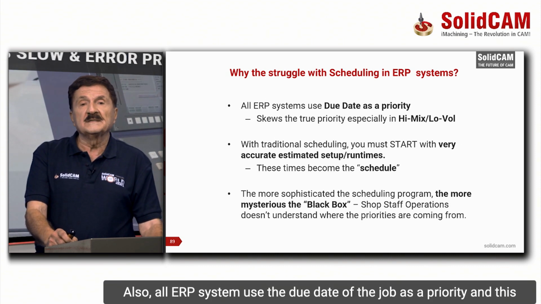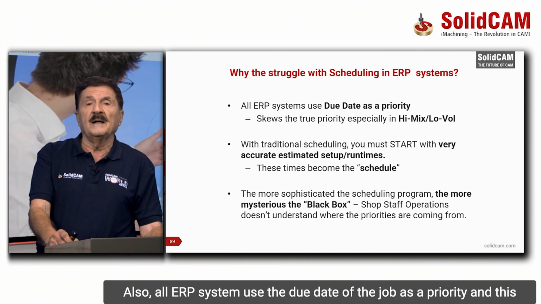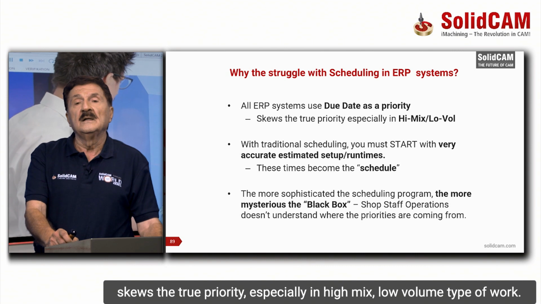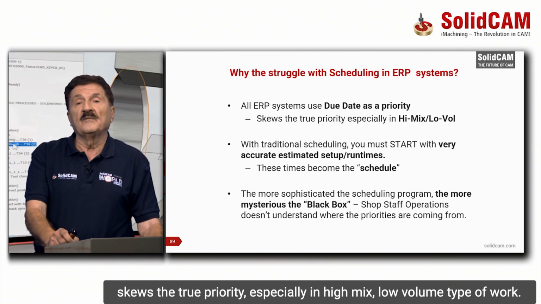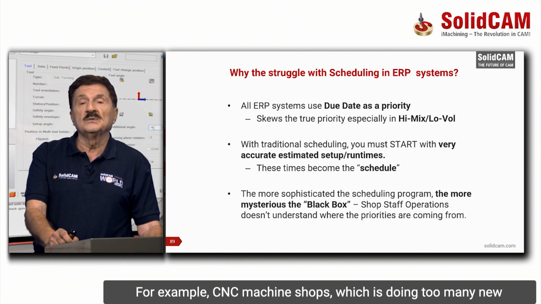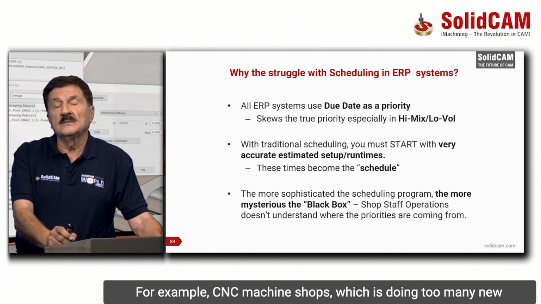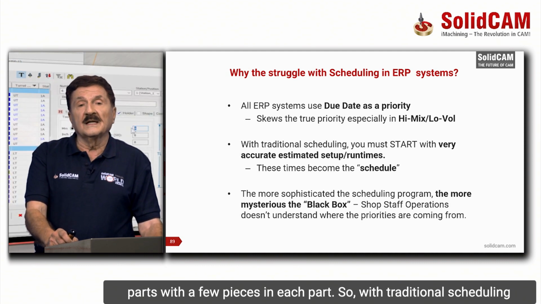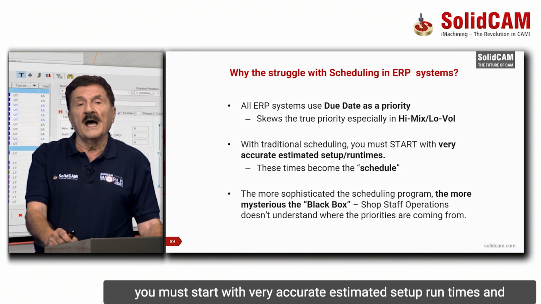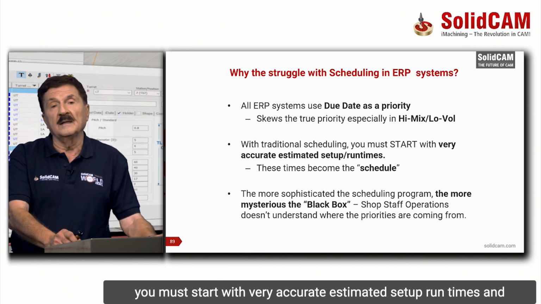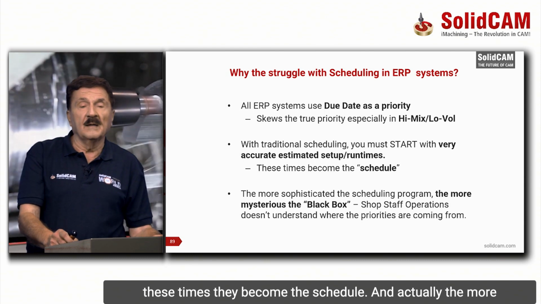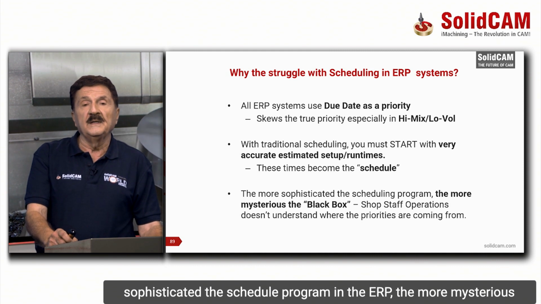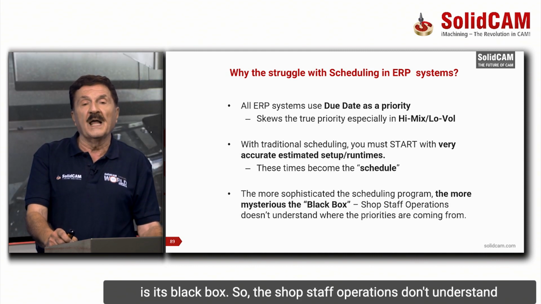Also, all ERP systems use the due date of the job as a priority. And this skews the true priority, especially in high mix, low volume work, for example in CNC machine shops, which are doing many new parts with few pieces of each part. So with traditional scheduling, you must start with very accurate estimated setup and run times, and these times become the schedule. And actually, the more sophisticated the scheduling program in the ERP, the more mysterious is its black box.